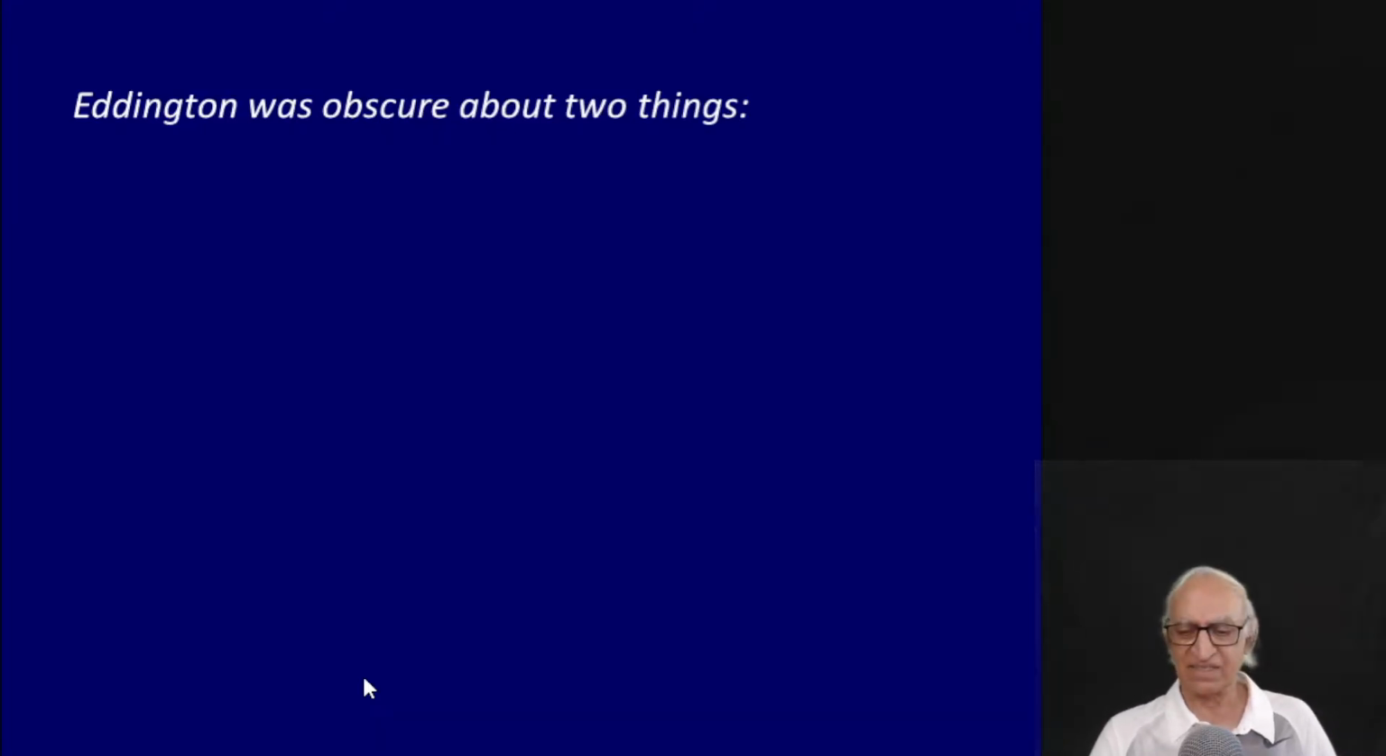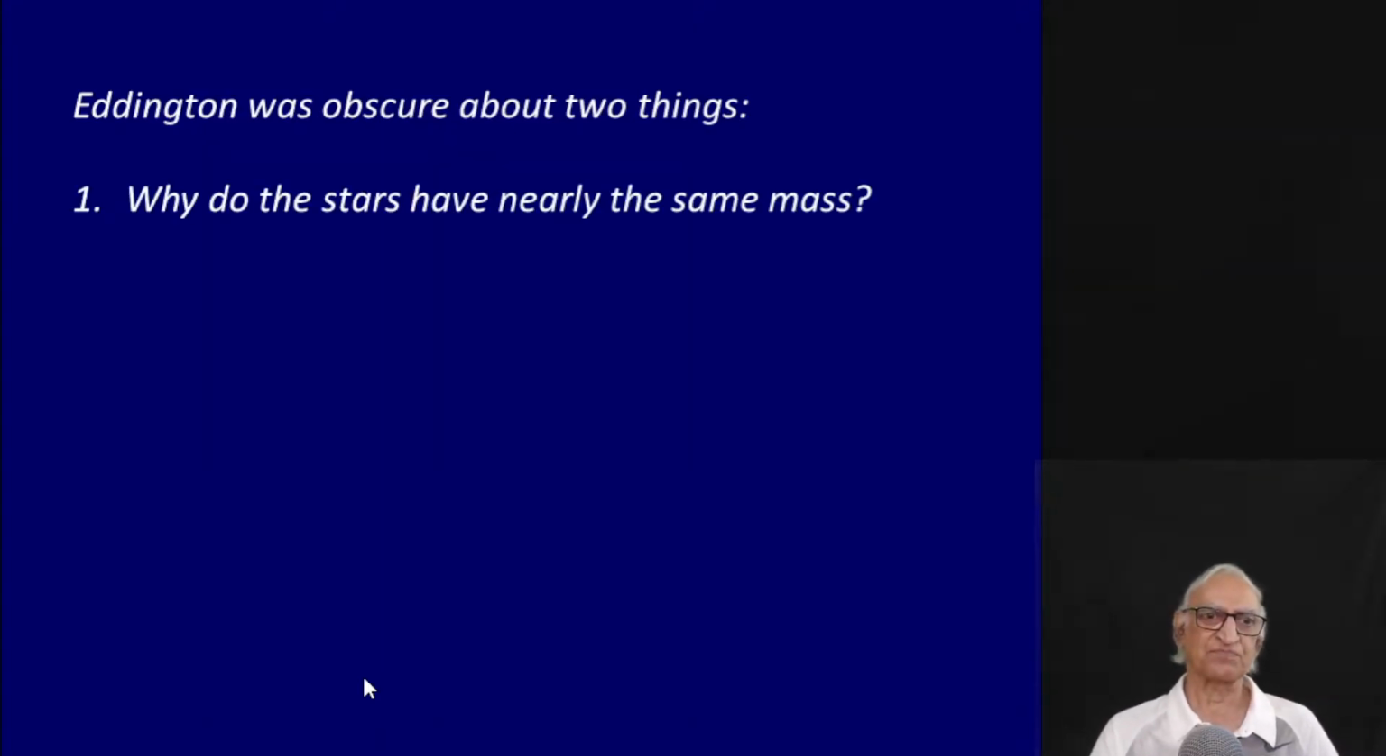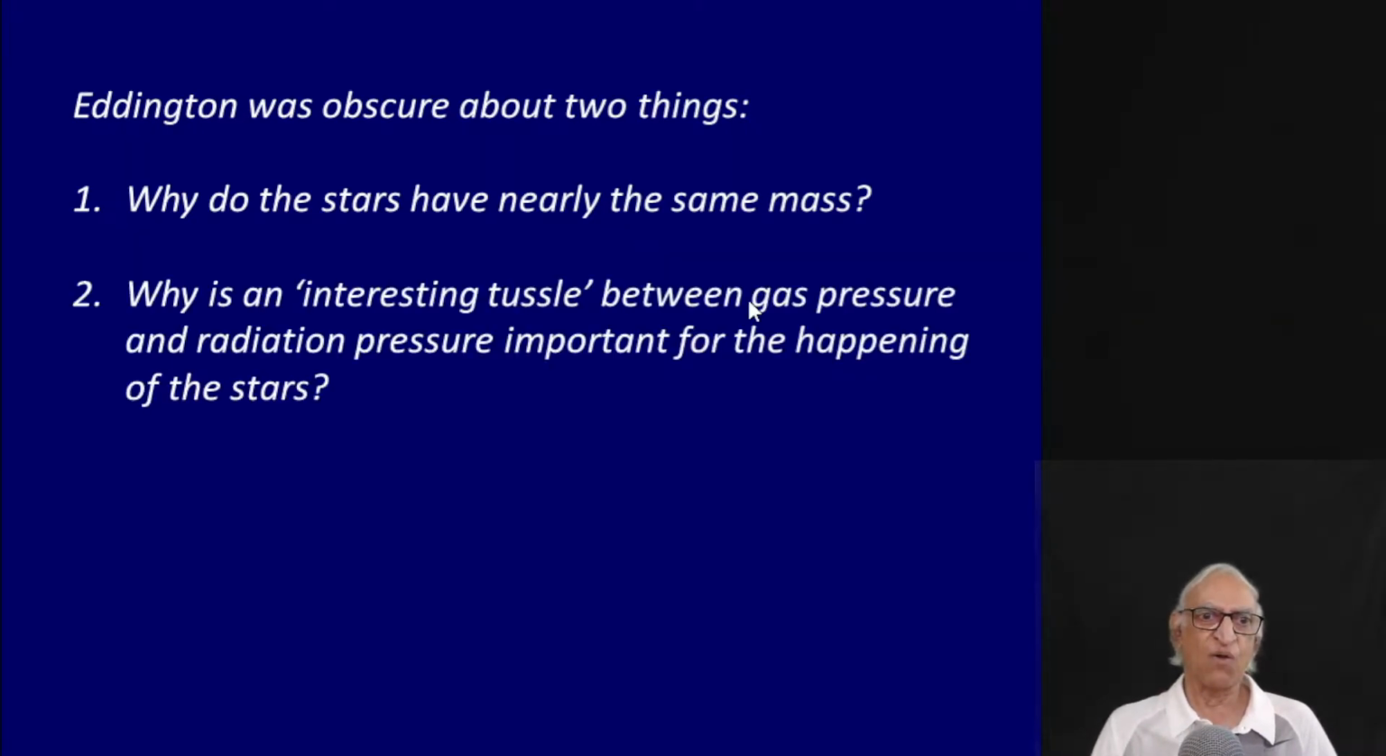But Eddington was obscure about two things. Why do the stars have nearly the same mass? He didn't explain why the tussle between gas pressure and radiation pressure has to do with stars coming in an incredibly narrow mass range. Second, this is what I already said: why is an interesting tussle between gas pressure and radiation pressure important for the happening of stars?